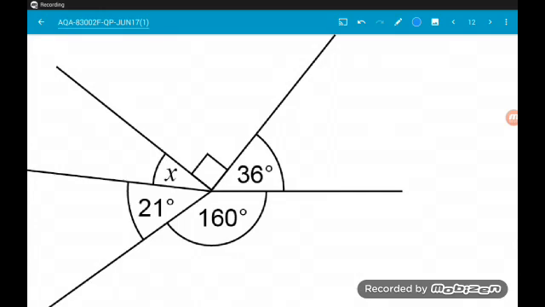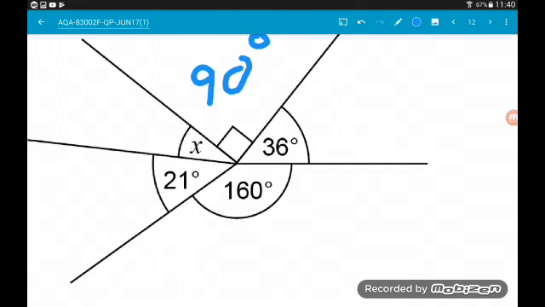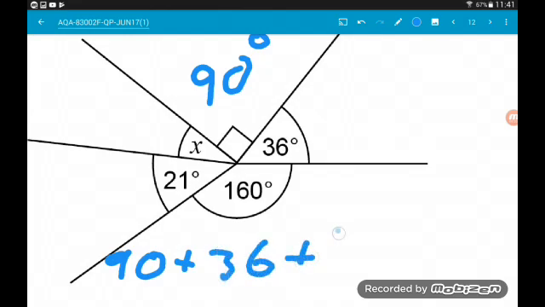Question 13. We want to work out the size of angle X here. So we've got angles around the point. Angles around the point add up to 360 degrees. So we know these 5 angles then total 360 degrees. So let's add together the ones that we know, first of all. So we've got a right angle here, that's 90 degrees. So we want to do 90 add 36 add 160 add 21.